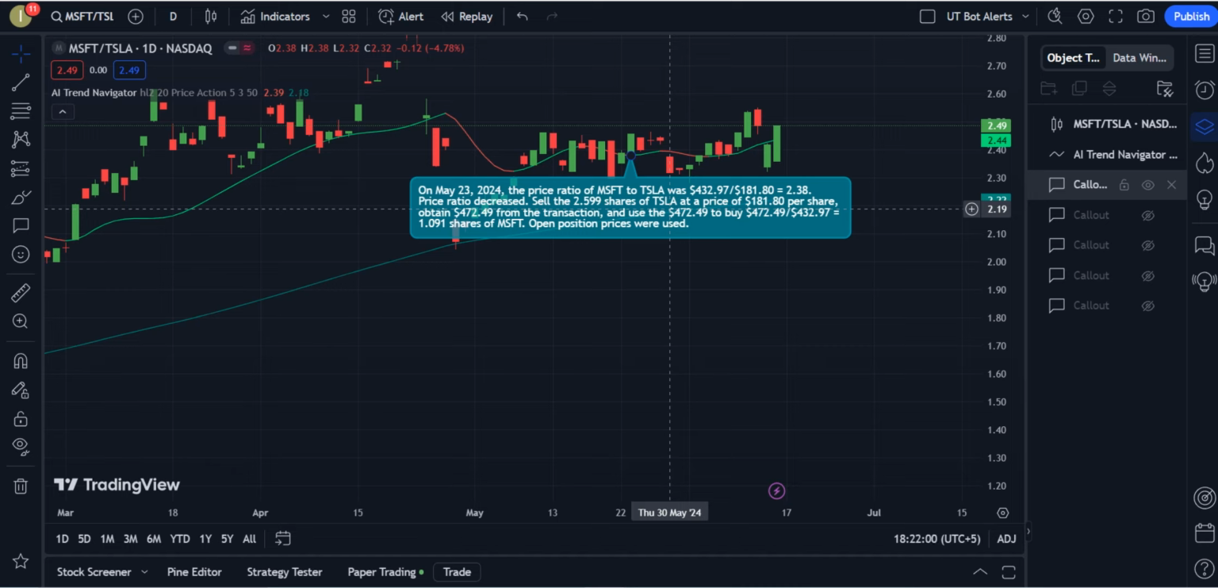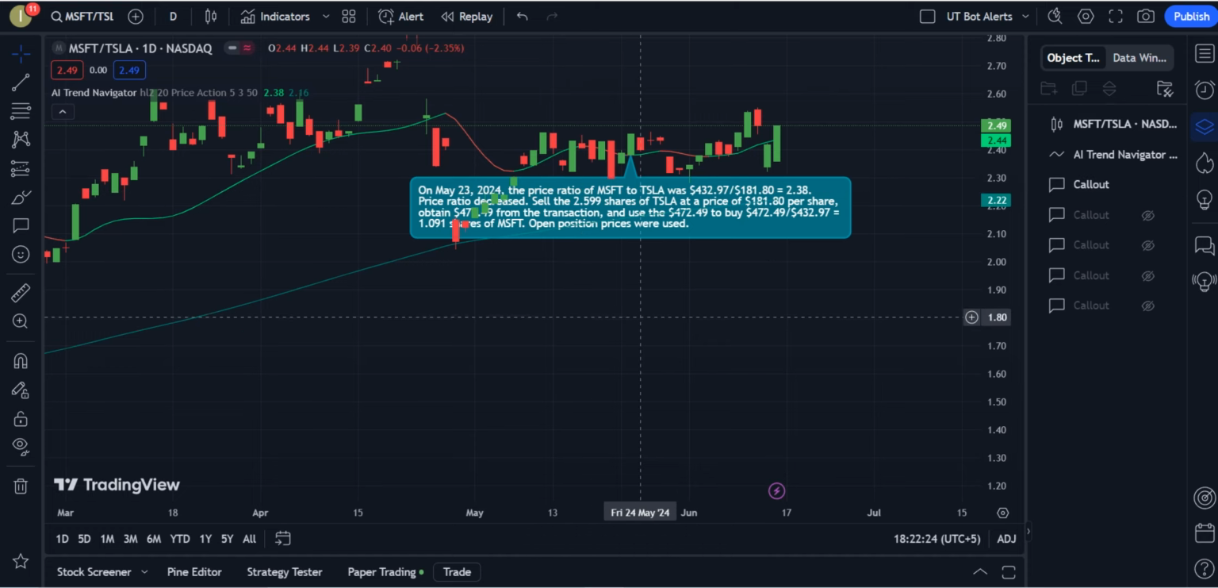We would obtain $472.49 from that transaction, and we would use the $472.49 to buy 1.09 shares of the Microsoft stock. So as you can see here, initially we started with just exactly one share of Microsoft stock.